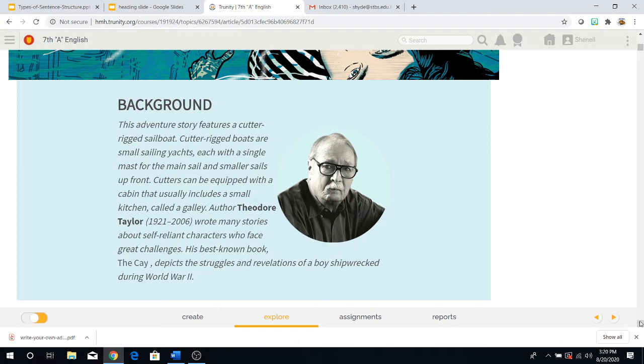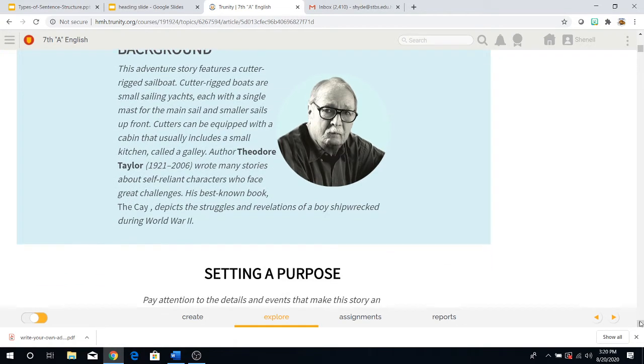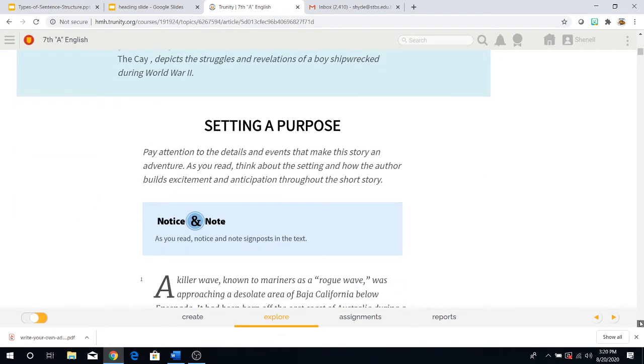Author Theodore Taylor, born in 1921, passed in 2006, wrote many stories about self-reliant characters who face great challenges. Self-reliant means that they are able to take care of themselves. His best-known book, The Cay, depicts the struggles and revelations of a boy shipwrecked during World War II. So that's a little bit of info about the author.